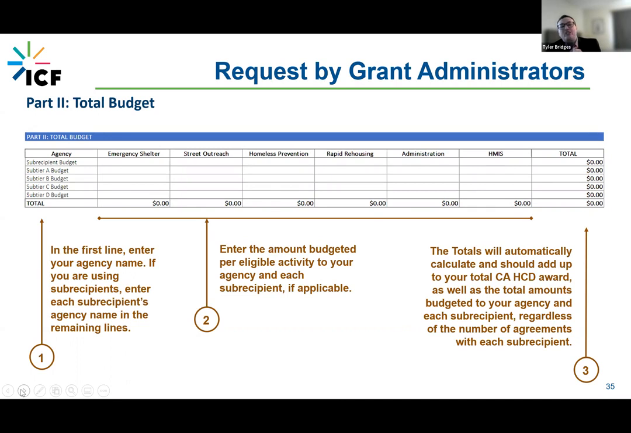Next, enter the amount budgeted per eligible activity to your agency and each subrecipient. The term eligible activity refers to emergency shelter, street outreach, etc., and also includes administrative costs subject to the administrative cap. And that's it for part 2. So the totals will automatically calculate and should add up to your total HCD award, as well as the total amounts budgeted to your agency and each subrecipient, regardless of the number of agreements your agency has with each subrecipient. Any unallocated balances should be entered under your agency's budgets by eligible activity.